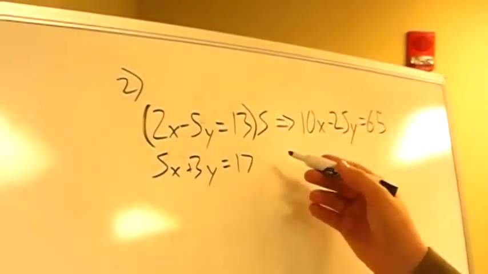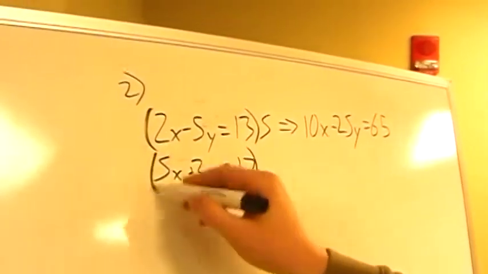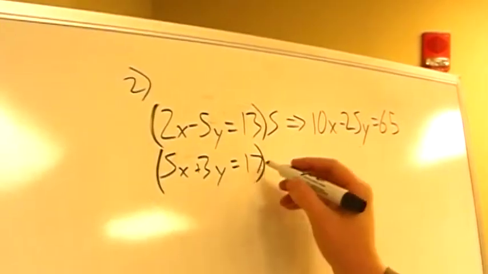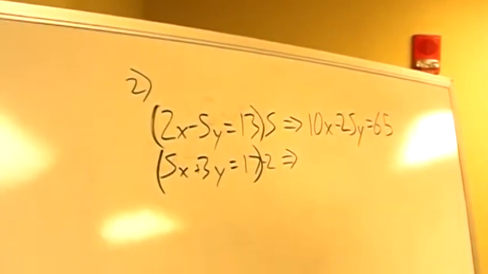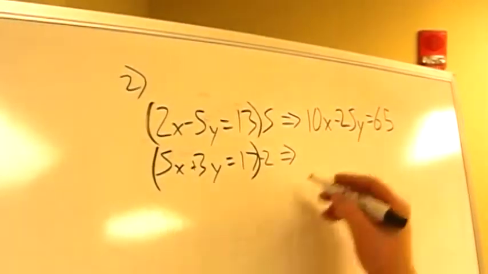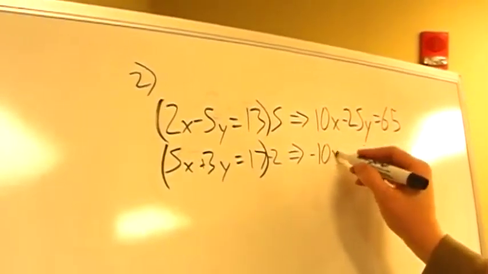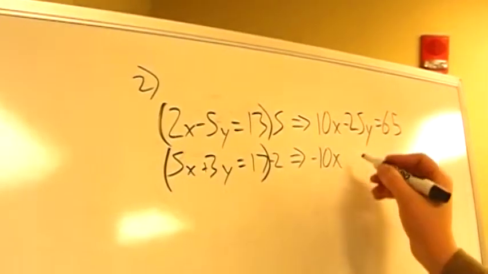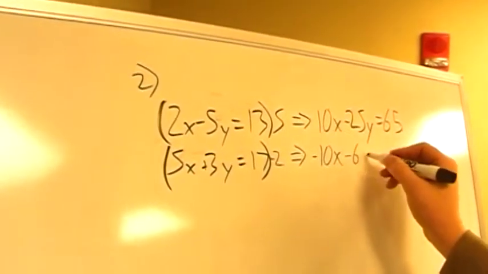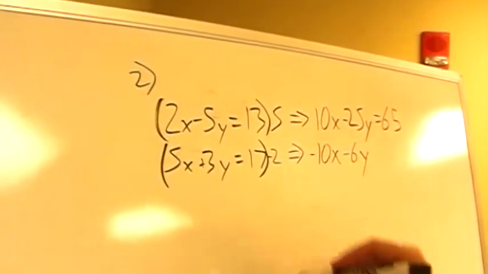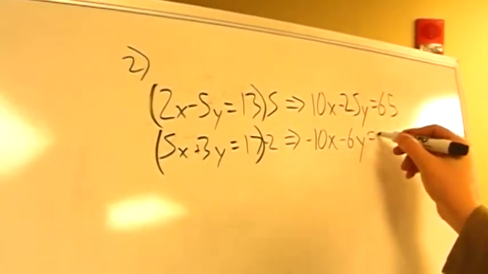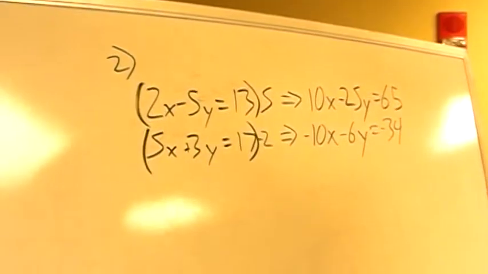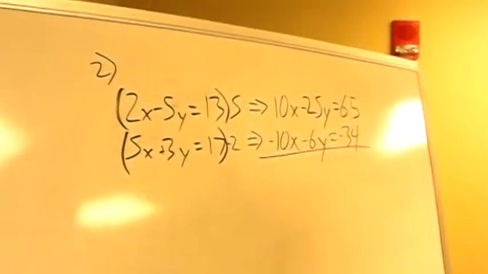Right? And so just like how this works out, we want to get rid of these x's, so I'm going to multiply the second equation by a negative 2. And so that's going to change all of that to negative 2 times the 5 is going to give me a negative 10x. And the negative 2 times the 3 will give me a negative 6y. And negative 2 times the 17 will end up with a negative 34. And now we add them together.